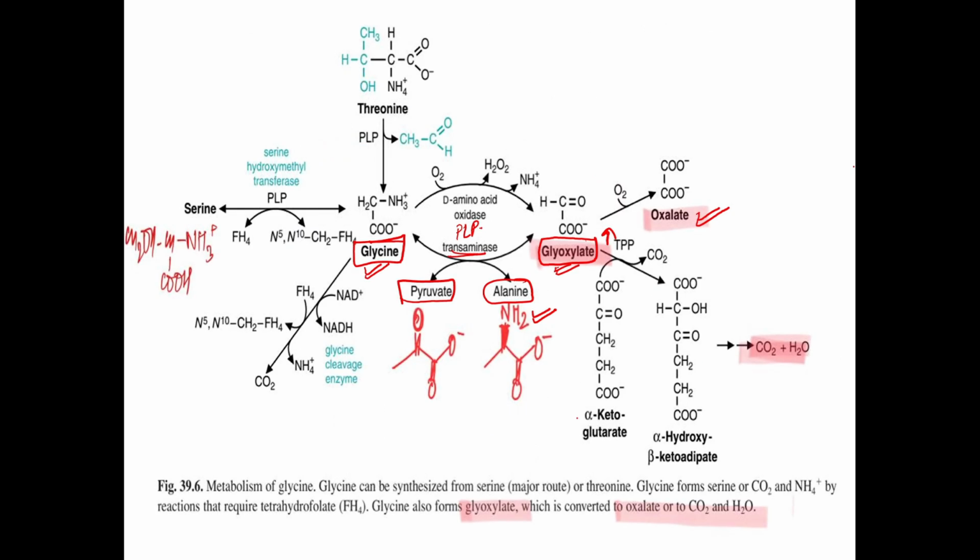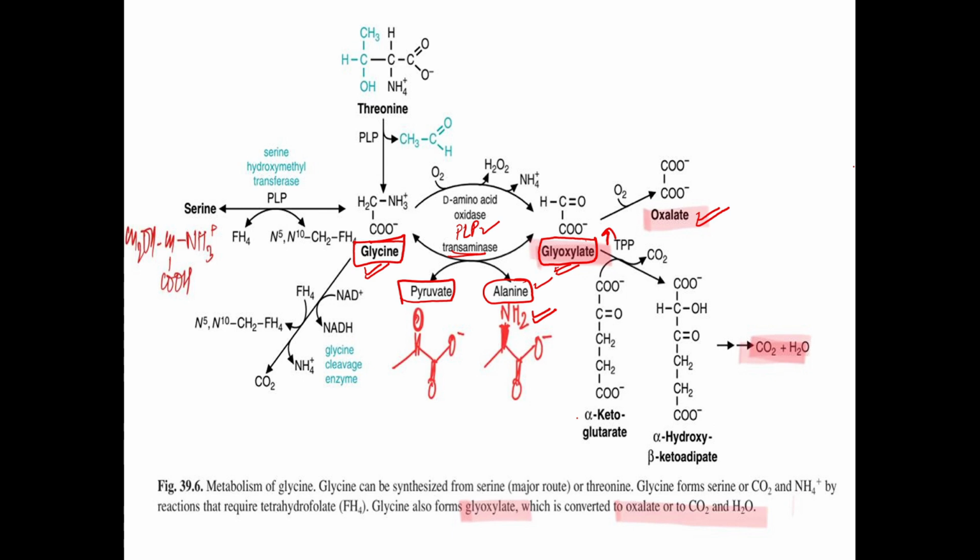For instance, in this particular reaction we have alanine. This alanine loses its amino group and becomes pyruvate, which is a keto acid. And this amino group is in turn gained by glyoxylate, which is a keto acid, and it becomes glycine. Now this reaction, a standard transamination reaction, requires PLP as its coenzyme.